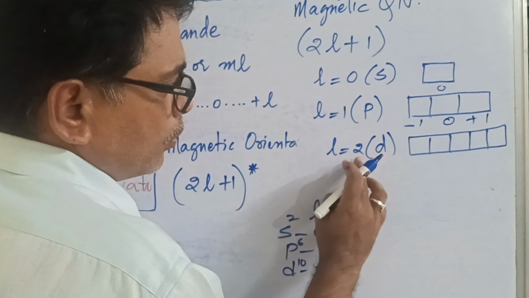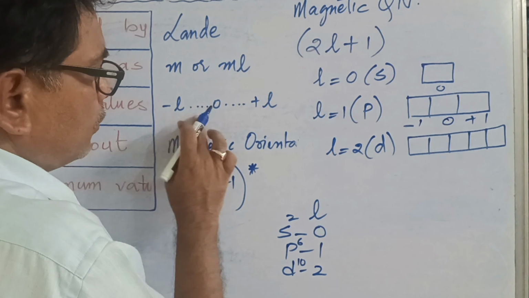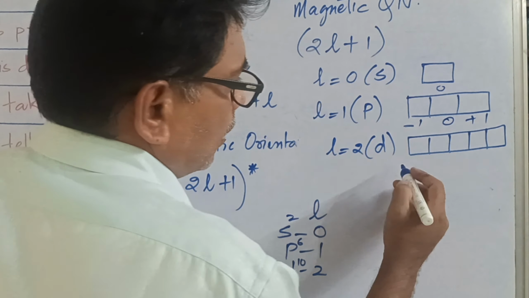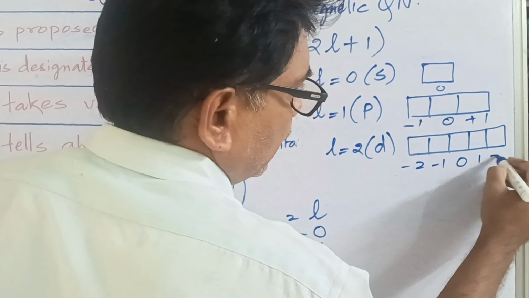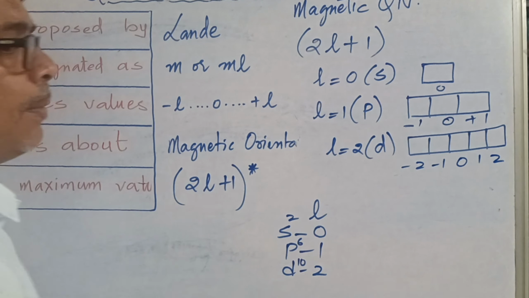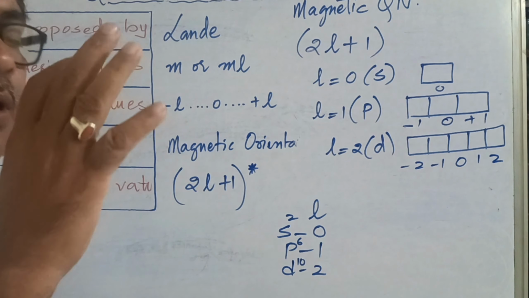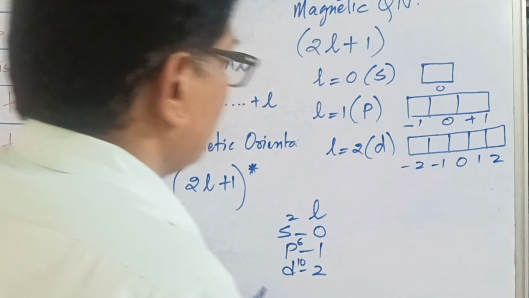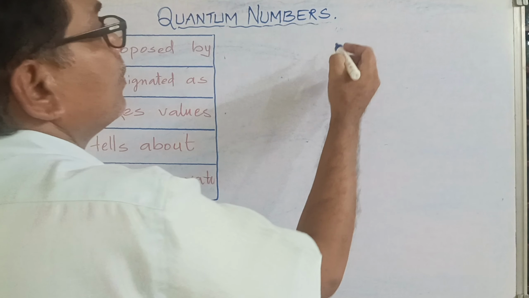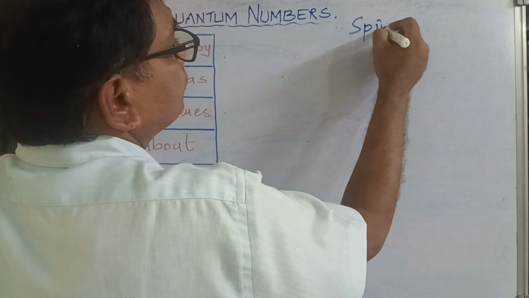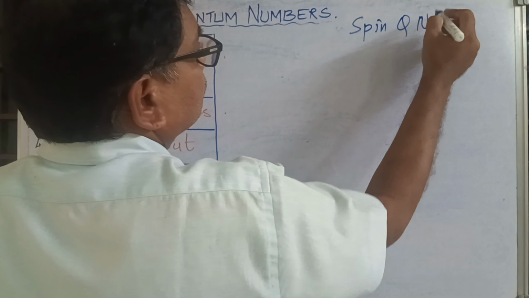Now what is L value 2? It is very clearly told that you start with negative and end up with a positive, same 2. So it is minus 2, minus 1, 0, 1 and 2. This is what you mean by magnetic quantum number. Now the last and final one is the spin quantum number.